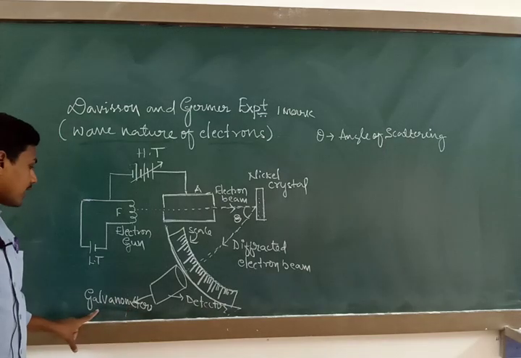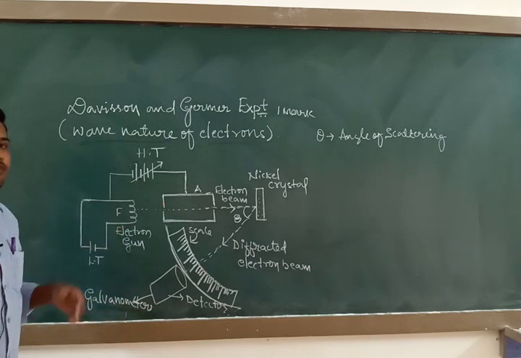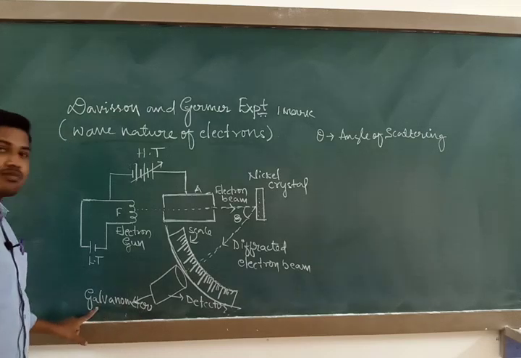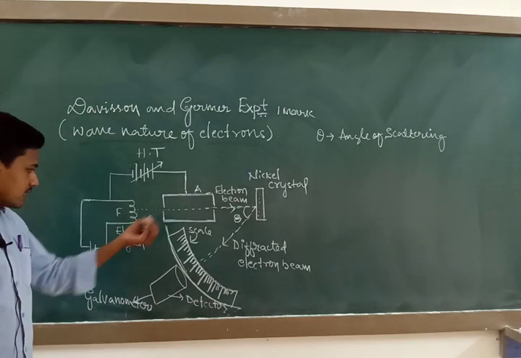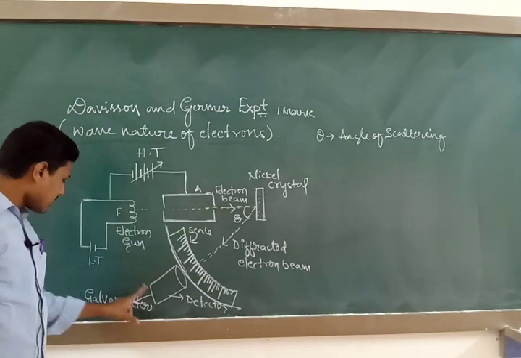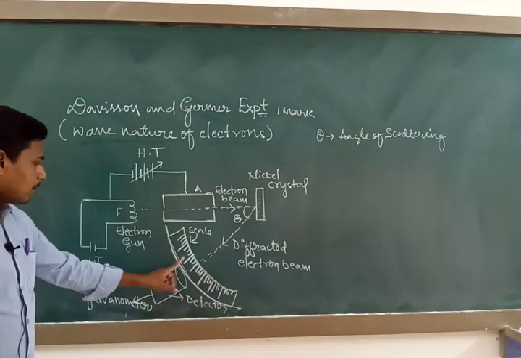The galvanometer will indicate the intensity of the scattered electrons. If a larger number of electrons are scattered per second, the deflection in the galvanometer will be more. If the fewest electrons are scattered, the detector, which in turn is connected to the galvanometer, shows only a small deflection for that particular angle.